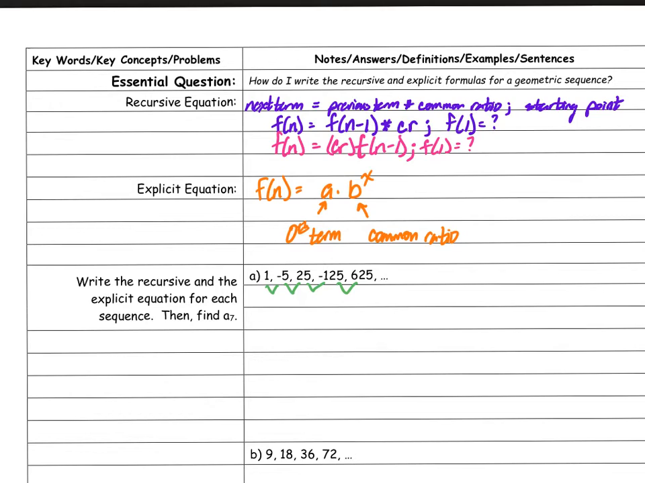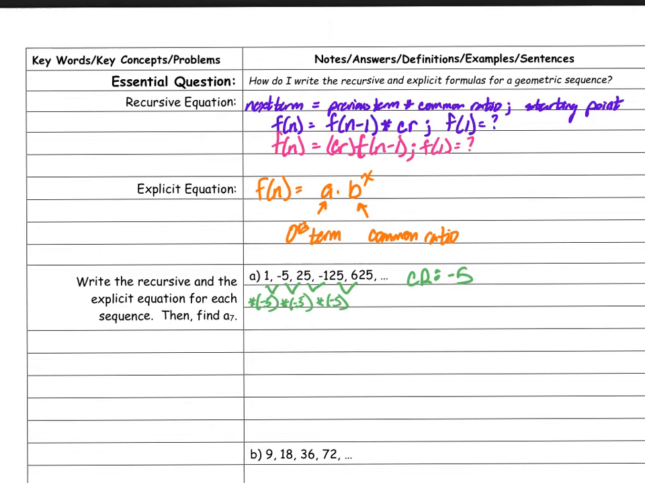How do I get from -5 to positive 25? Well, I'm going to multiply by -5. If I multiply 1 by -5, do I get -5? Yep, I do. And then I can test it again. If I multiply positive 25 by -5, do I get -125? You can use your calculator, and I do. So it's perfect. My common ratio is -5. Okay, so I need that for all the equations that I'm going to do.